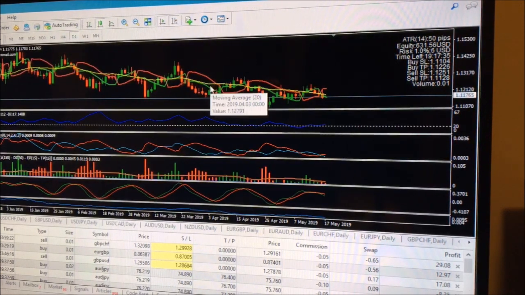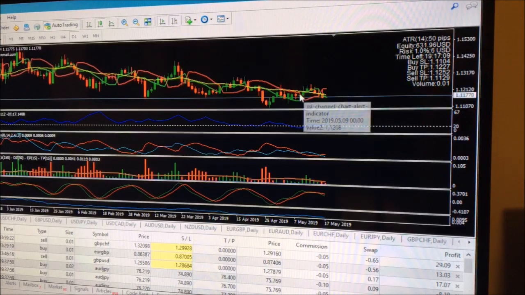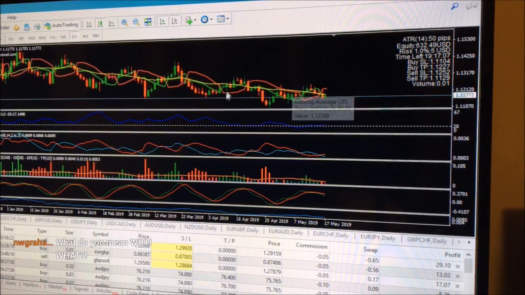And then the last thing that we have is the baseline, which is this 20 SMA. What I'm looking for there is that when I get a signal to go short, I want the candle I have gone short on to close below the baseline. And if I get a long signal, I want it to have closed above the baseline. So for example, here, it closed below.